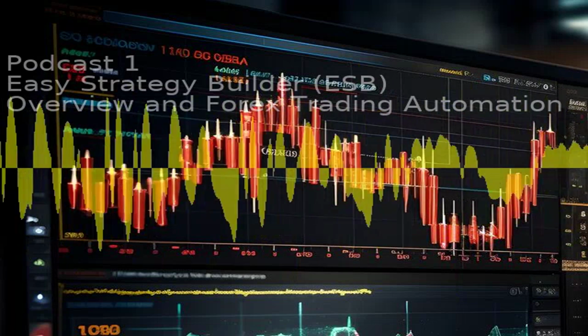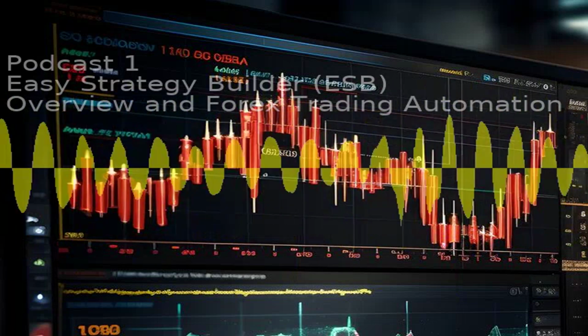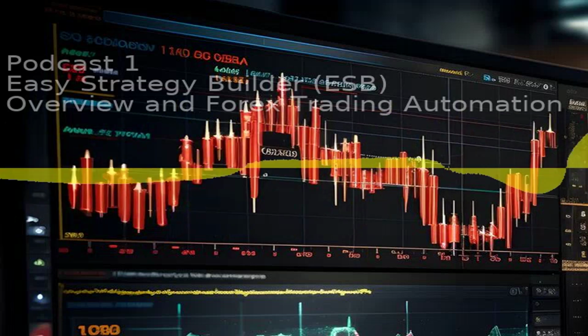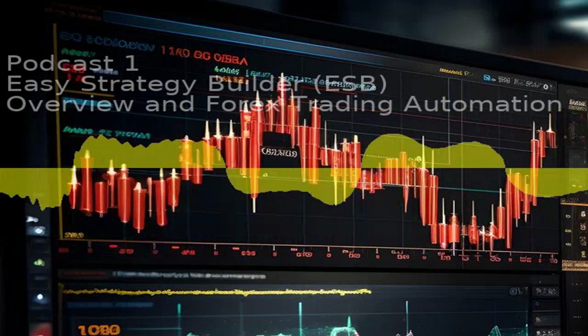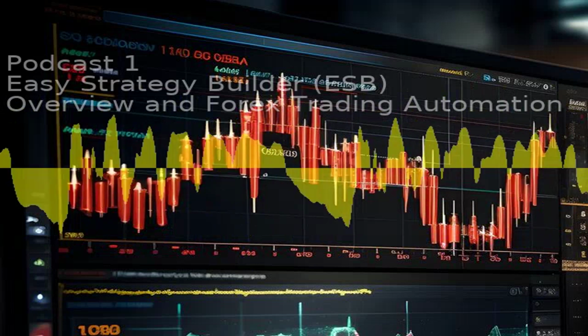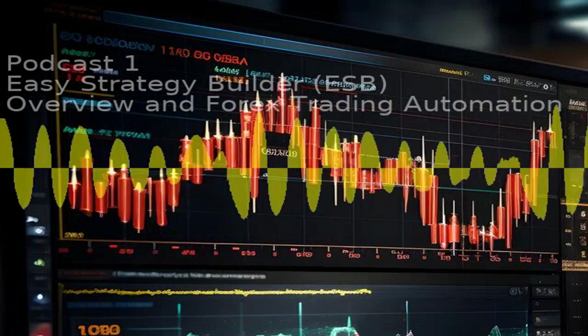Okay, so speed is definitely a factor here. It's all about quickly identifying what works and, maybe even more importantly, weeding out the strategies that just don't cut it before they cost you real money. Right, get those duds out of the way fast. Makes a lot of sense.